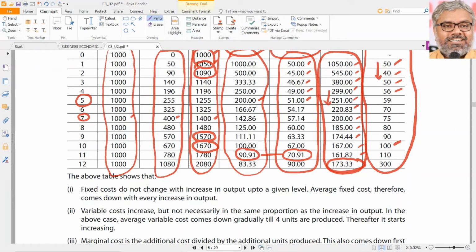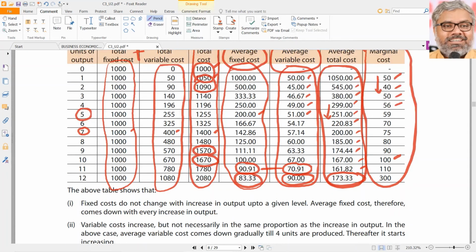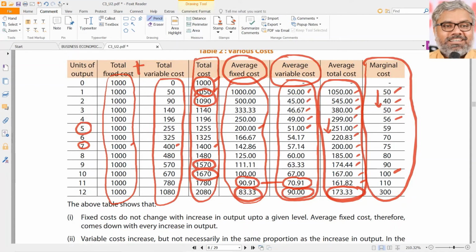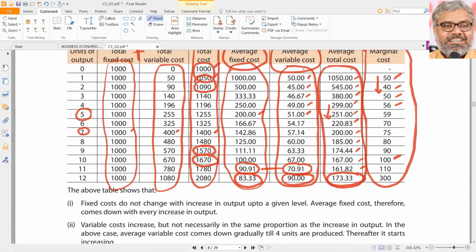But now look at the 12th unit, what has changed. In the 12th unit, the average fixed cost has become less. Average variable cost has become more. Now the variable cost started working ugly, so it will have a negative impact on the average total cost. Negative for cost means rise. So what happened? The average total cost started rising from there onwards.